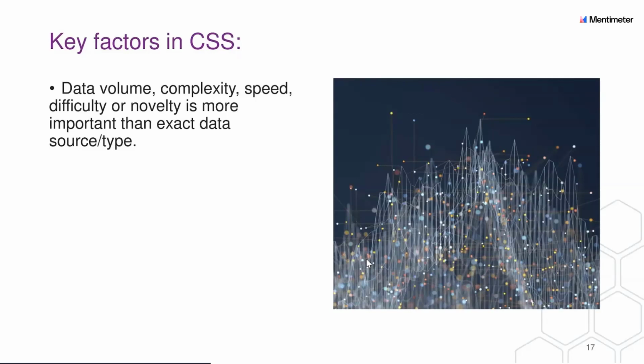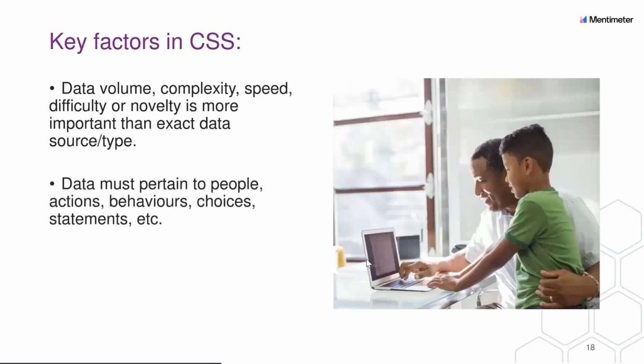So if it's too big or it's changing too fast, like real-time weather and traffic data, or if it's too difficult, like the parish records, because you have to scan the images and then translate the images to text and then process that text. These are all things that make it CSS. So the data must pertain to people, actions, behaviors, choices, and statements. So again, this is about the choices people make about how they feel when they're using social media, about where they move and how they travel at what time of day, about where their families reside over time.